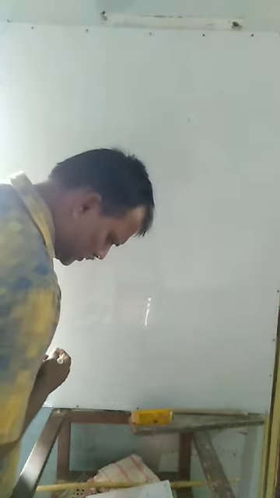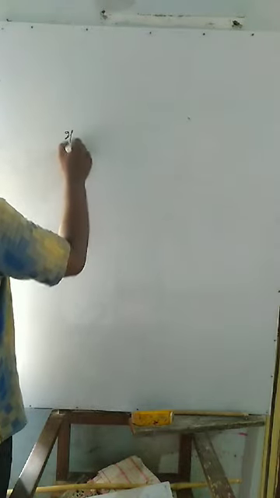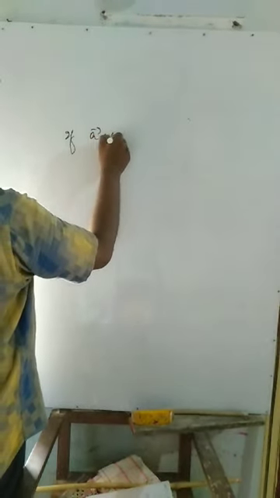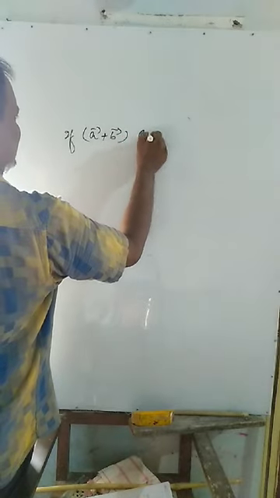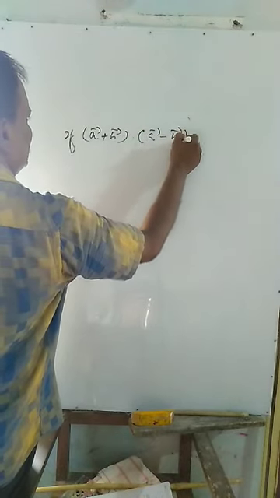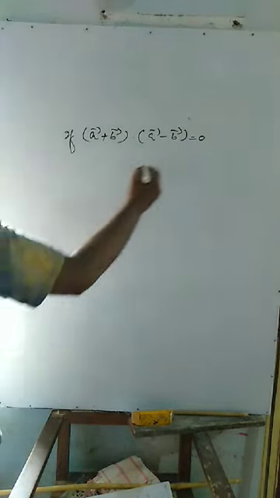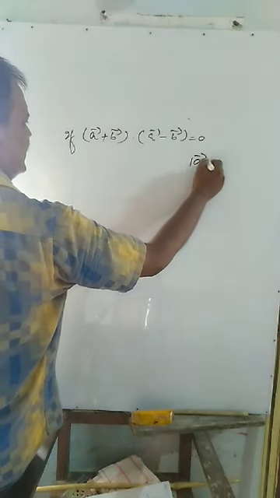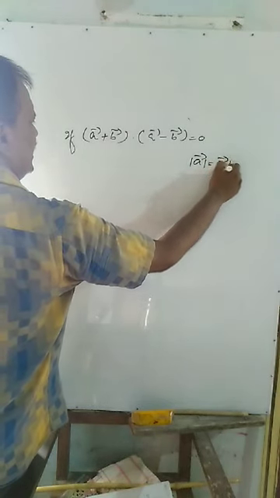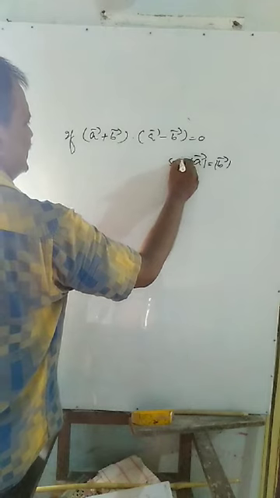Here are some proofs given. If (a vector plus b vector) dot (a vector minus b vector) is equal to 0, then show that a vector magnitude equals b vector magnitude. So how to prove?